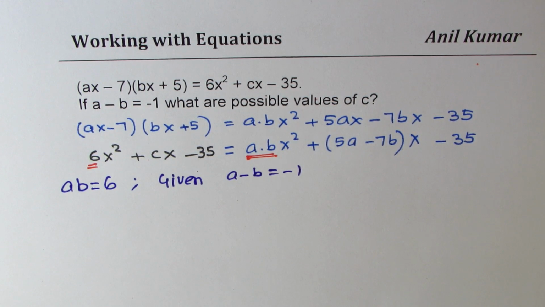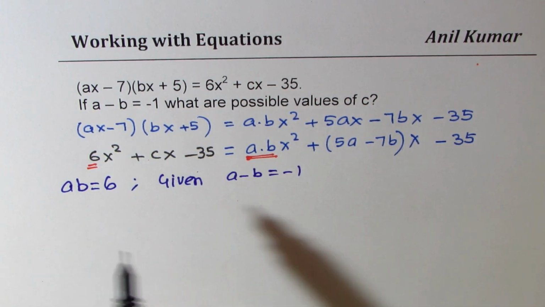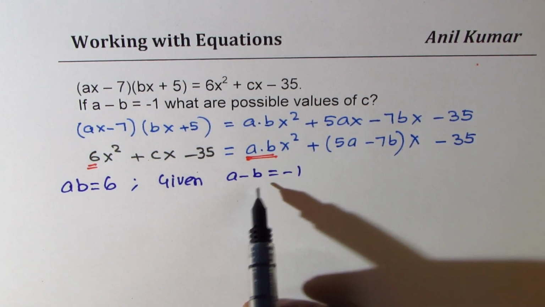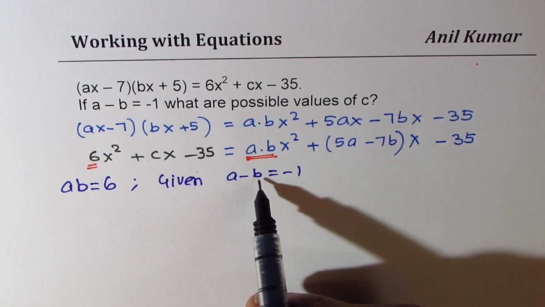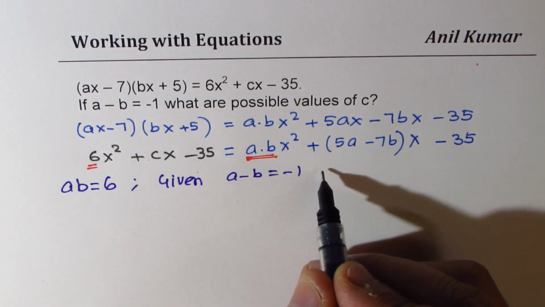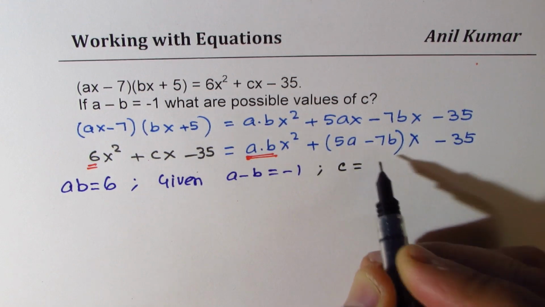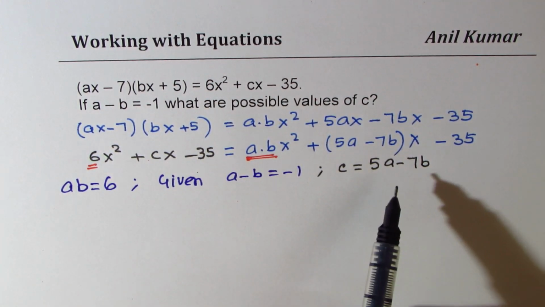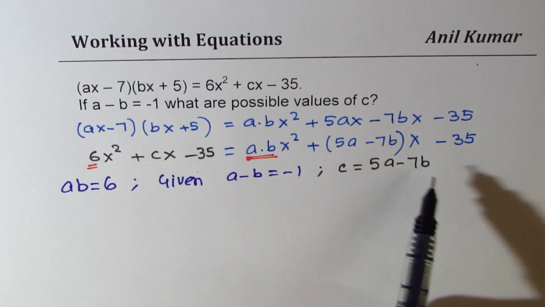So what we could do here is we can find possible values. Now there are two equations, correct? Two unknowns. So we could find both a and b. Once we find a and b, we could find what c is, correct? Here you can see that c is equal to 5a - 7b. So the whole idea is to find a and b, correct?